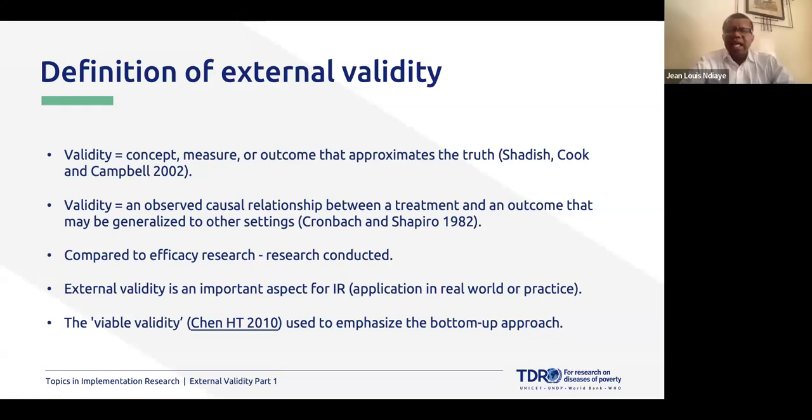A second example I can give is maybe about the community-directed treatment of onchocerciasis control in rural areas. The external validity of that research finding will be the extent to which the same cause-effect relationship between the community-directed treatment of onchocerciasis control can be approximated to other settings.